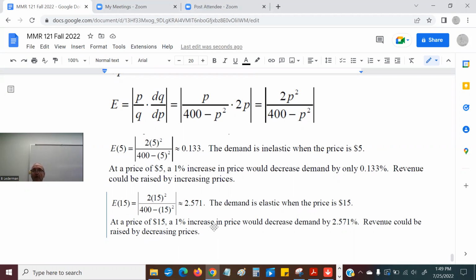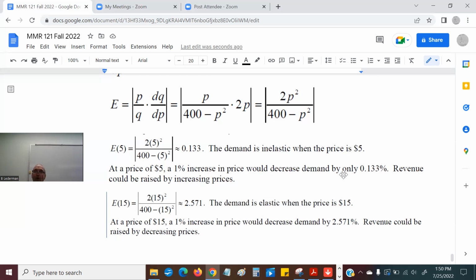By the way, an increase in price always decreases demand. We mentioned that's why the slope always winds up being negative, but we take the absolute value of it. But we're looking at the revenue, not just the demand. The demand can go down and the revenue can go up. That's possible. We had that in the first case of E of 5. But here, it's going to go down a lot, and the revenue is going to decrease if you increase the price, which would mean it would increase if you decrease the price.